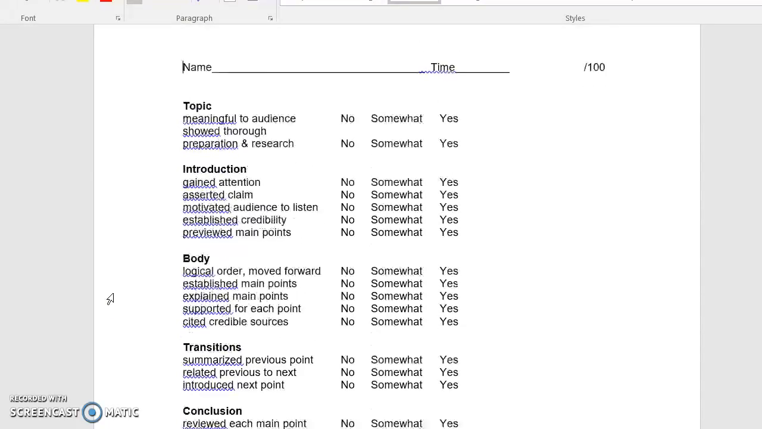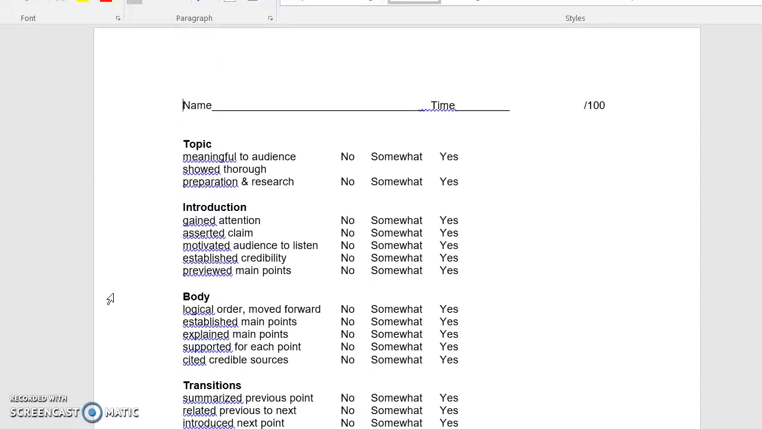So that is the assessment sheet. If you have any questions about it, please let me know. Again, you don't have to bring these to class. I will have these present with me while I listen to your speech.